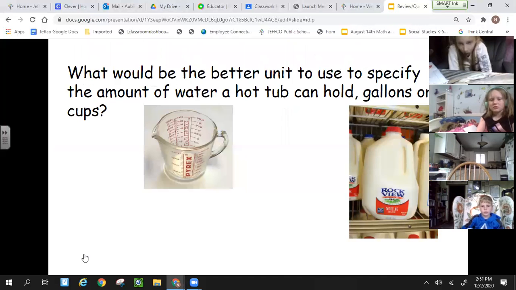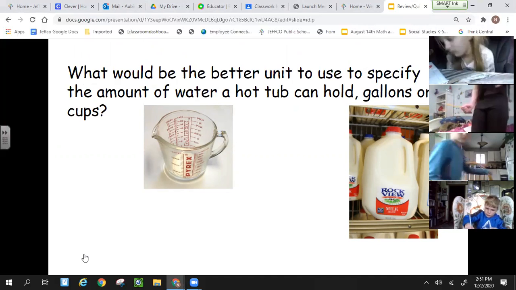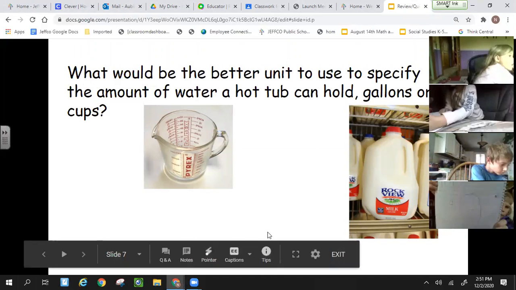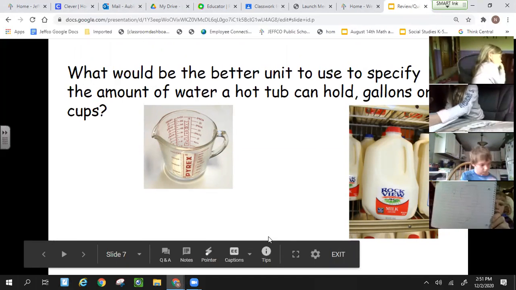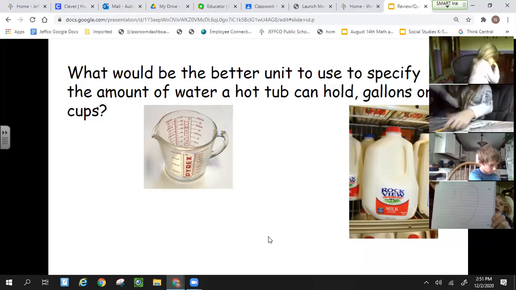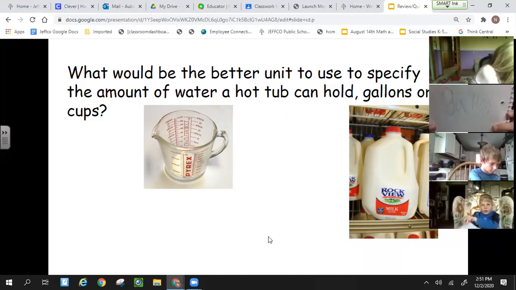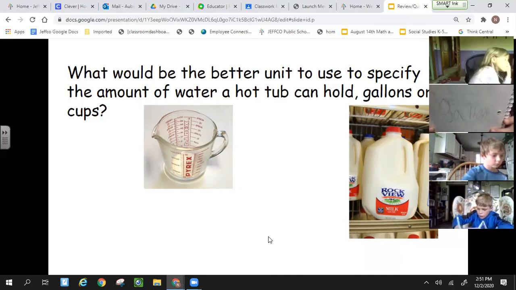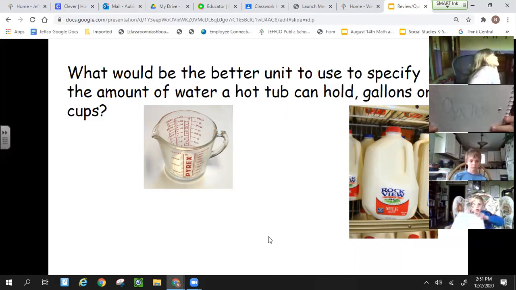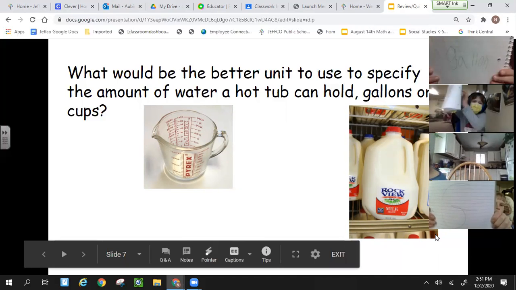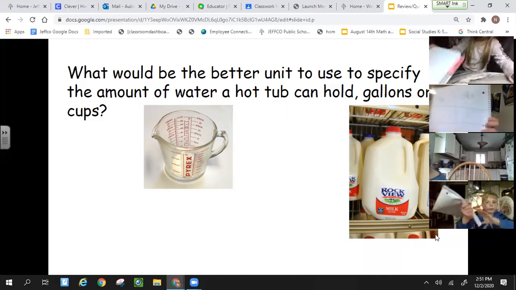What would be the better unit to use to specify the amount of water a hot tub can hold? Gallons or cups? And there's your 2 benchmarks. Think of a gallon of milk or a cup that you would use for liquid measurement. So not grams. Charlie, look again. I see grams. We're looking at cups or gallons.